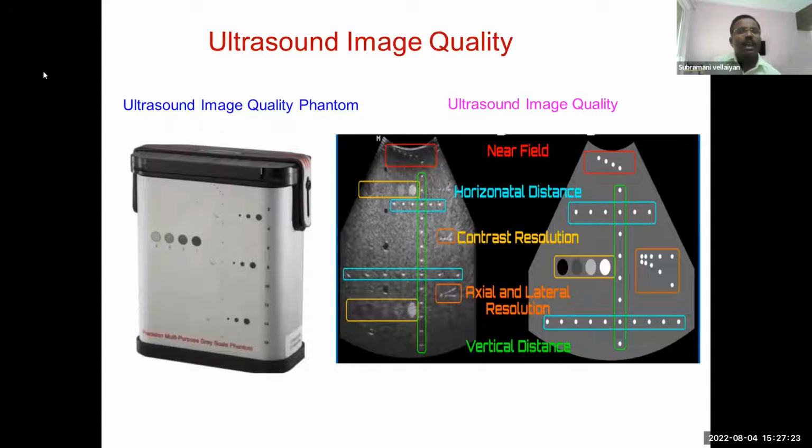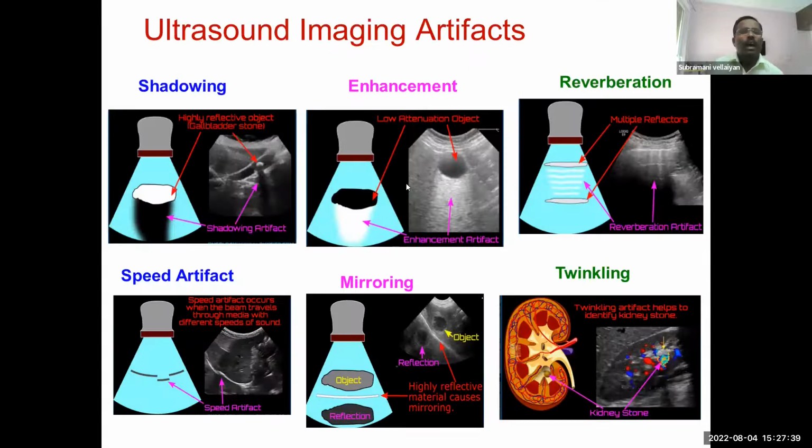Similarly, to understand the image quality, phantoms are used, image quality phantoms, wherein we will be able to assess the contrast resolution, spatial resolution, and temporal resolution for validating this. There is also a negative impact of ultrasound, which is imaging artifacts.